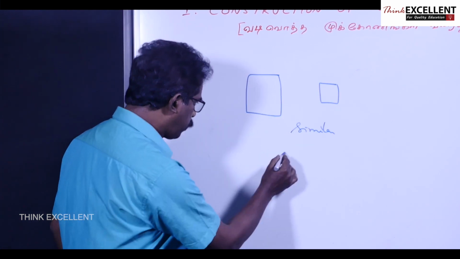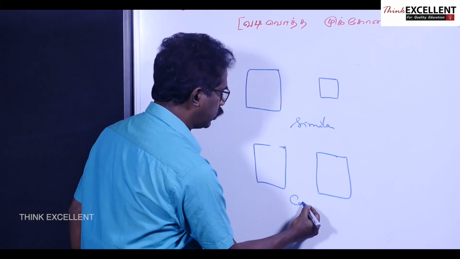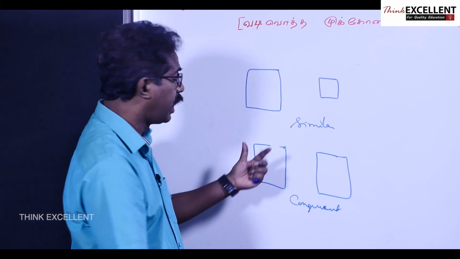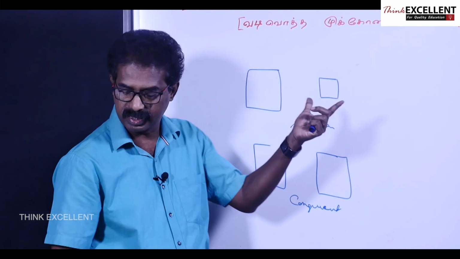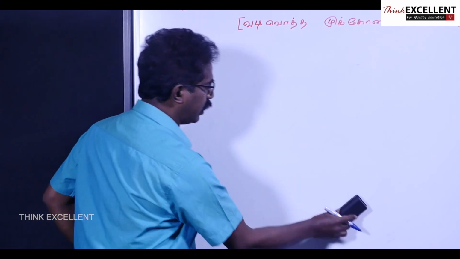But if you take your passport size photo and one more passport size photo, this is congruent. Same shape and same size, that is congruent. Same shape but different size, that is similar. So here, construction of similar triangles.